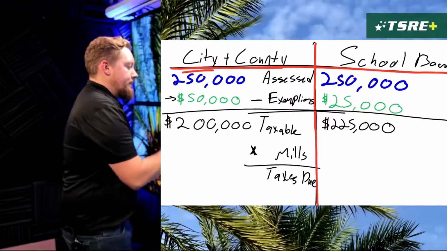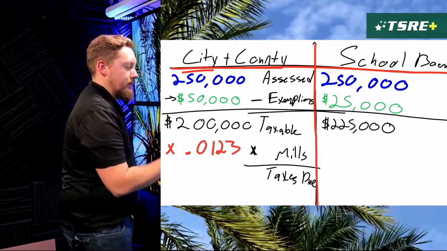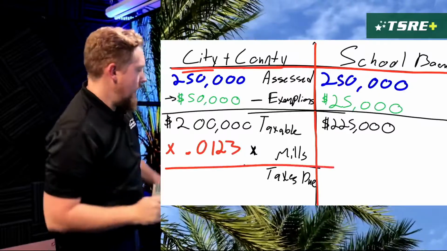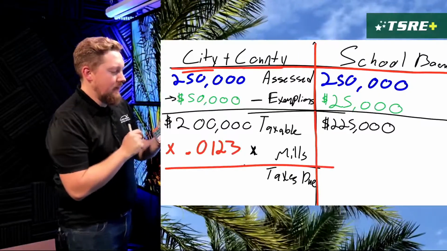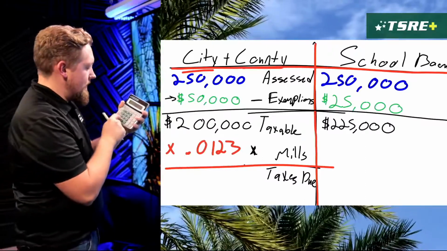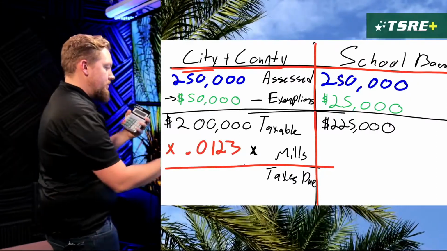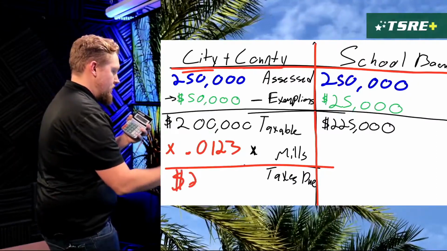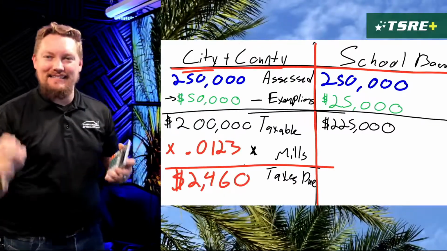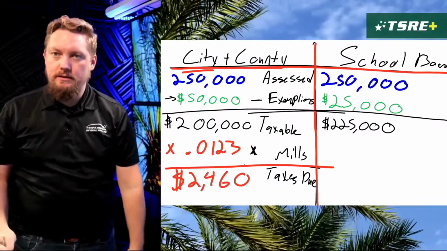So we're going to go over here, and that's how we're going to multiply this, 0.0123. That number could not be easier to remember. And so when we take $200,000, put that in our Tampa School of Real Estate calculator there, $200,000 times 0.0123, it's going to give us $2,460 in taxes due.